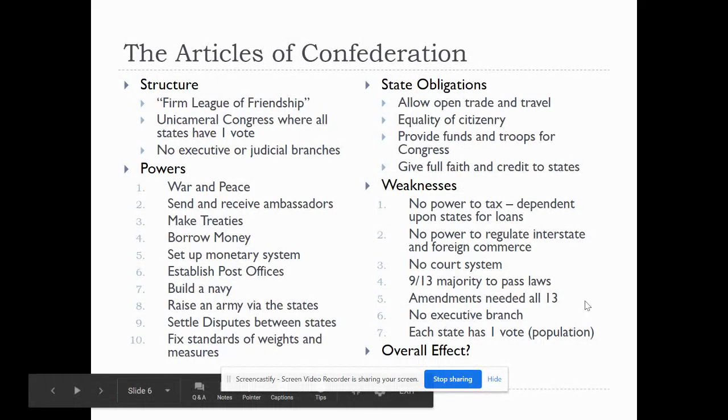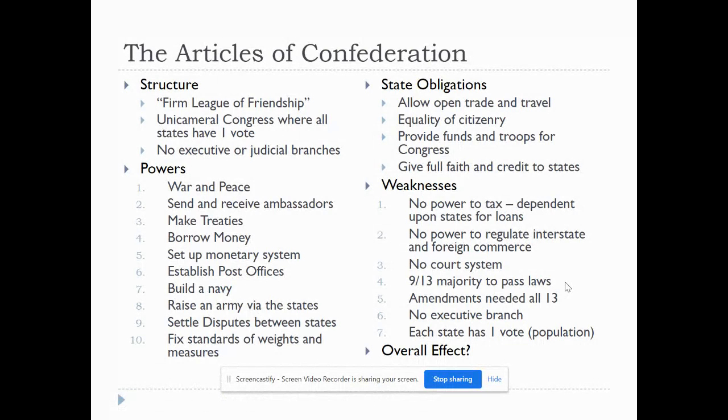The weaknesses are pretty obvious. There's no power to tax. They're dependent upon states for loans, which becomes an issue. How do you create an army if you can't pay them? How do you create a navy if you can't buy the boats? How do you basically take care of any of this without money? So the national government's inability to tax is going to be a very, very large hindrance to this government.